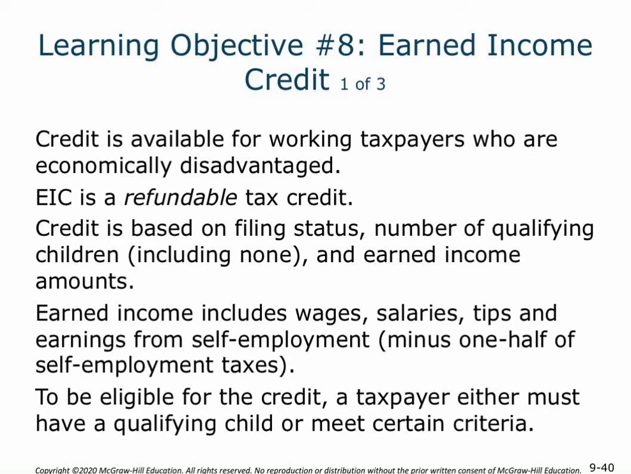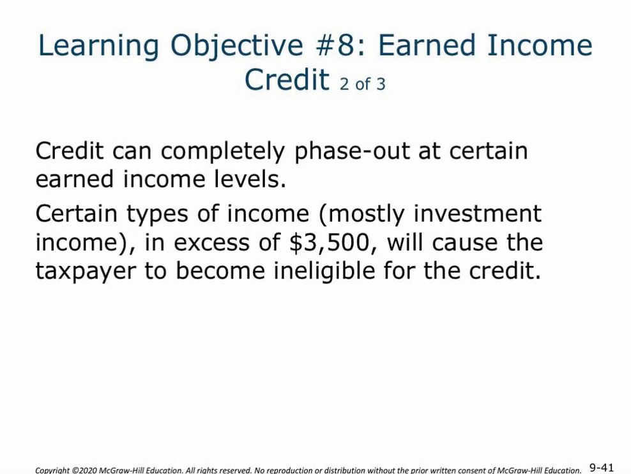So to be eligible for the credit, a taxpayer must either have a qualifying child or meet certain criteria as well. And then for the earned income, we're going to include wages, salaries, tips, and earnings from self-employment. And of course, we're going to subtract half of the self-employment taxes for that calculation.